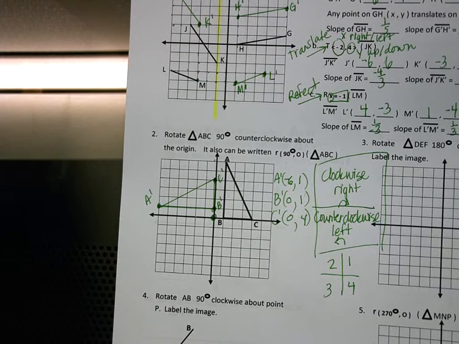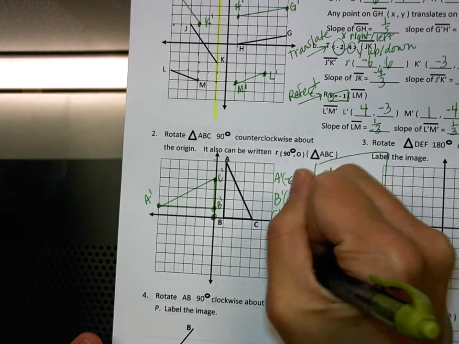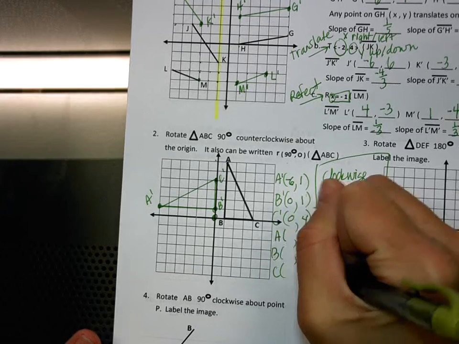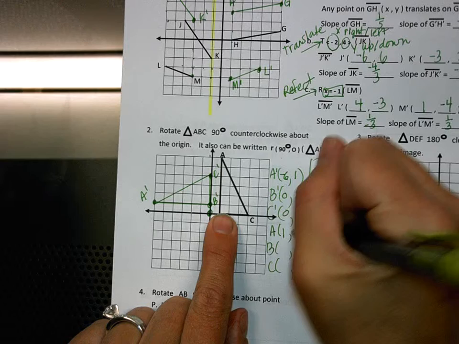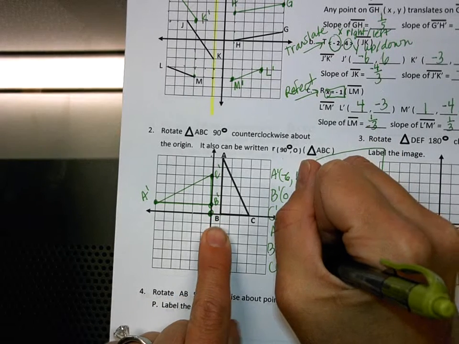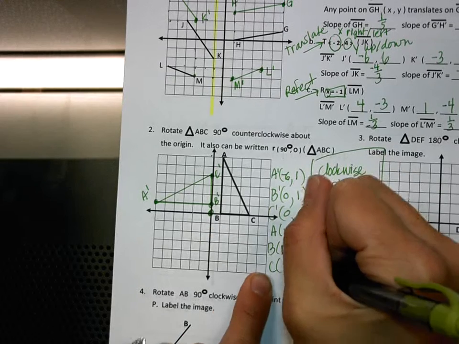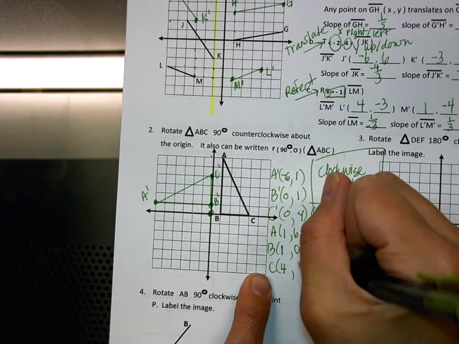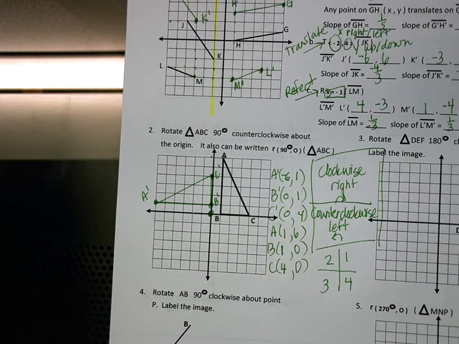Another thing I wanted you to compare real quick is if we take the original points of A, B, and C: my original A is right 1, up 6. My B is right 1, up 0. And C is right 4, up 0. So you can see that there are similarities in the points, but things change from X to Y and negative to positive when you are doing rotations.